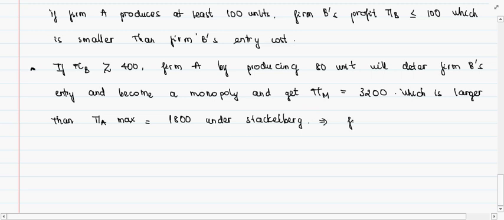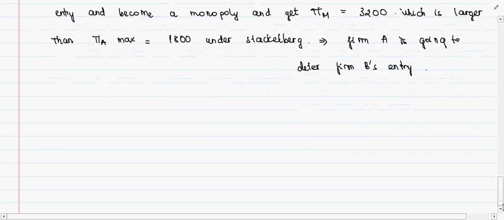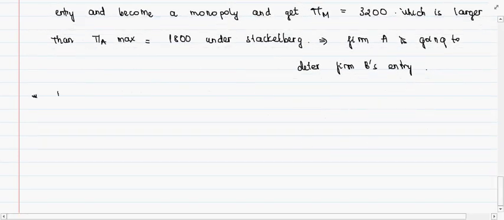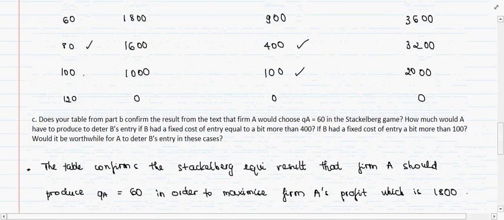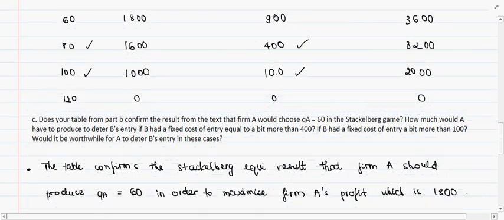So firm A is going to deter firm B's entry. It is worthwhile for firm A to do so. Now, how about if the fixed cost for firm B is just a little bit over 100? Again, by looking at the table, firm A will have to produce at least 100 units of output in order to deter firm B's entry.